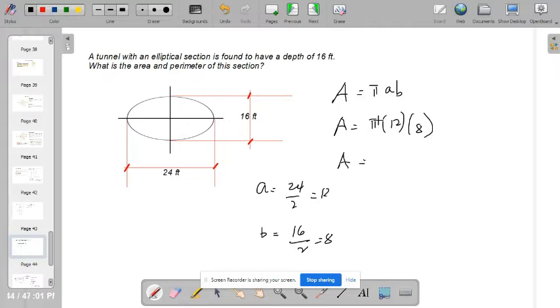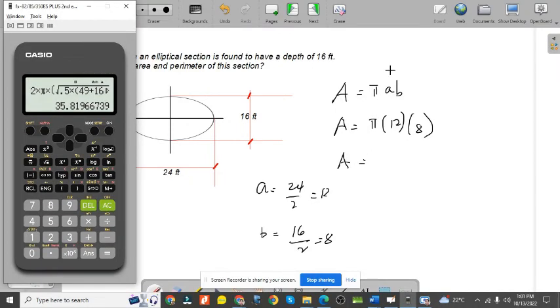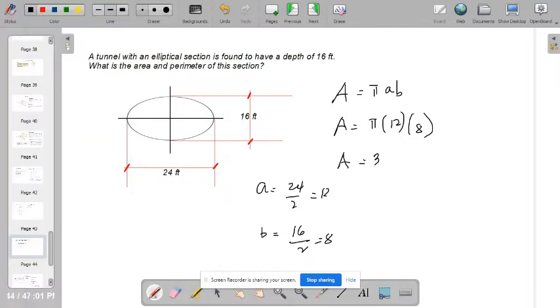So A is equal to 3.14 times 12 times 8. That gives you 301.59 square feet. So this is your area for this section.